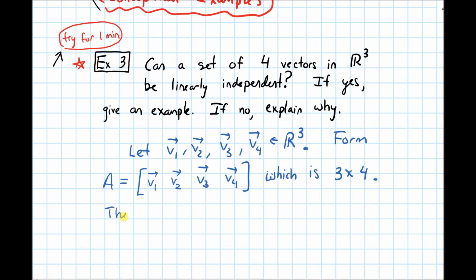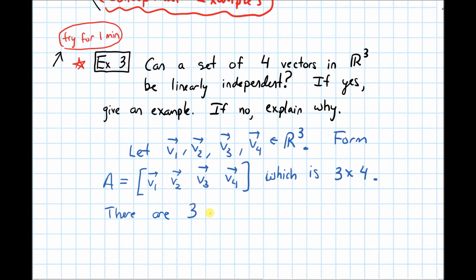At this point, if you weren't able to get an answer before in terms of whether you were thinking yes to this problem or no, pause the video one more time for about 20 or 30 seconds and think about the most number of pivots a 3x4 matrix could have. Okay, so hopefully you did that. Let's talk about it.